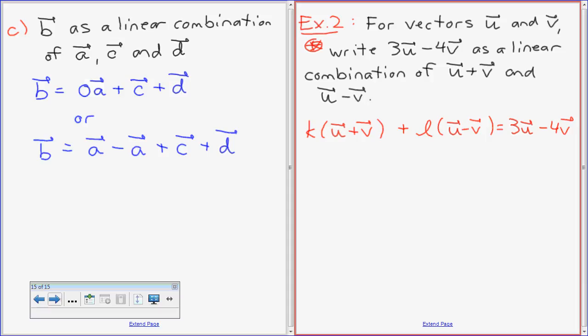How's your foiling feeling? Luke, can you multiply K times U plus V? What do you get, please? Isn't it just KU plus KV? Very good. And again, this is our L. Okay, now the magic is going to happen.